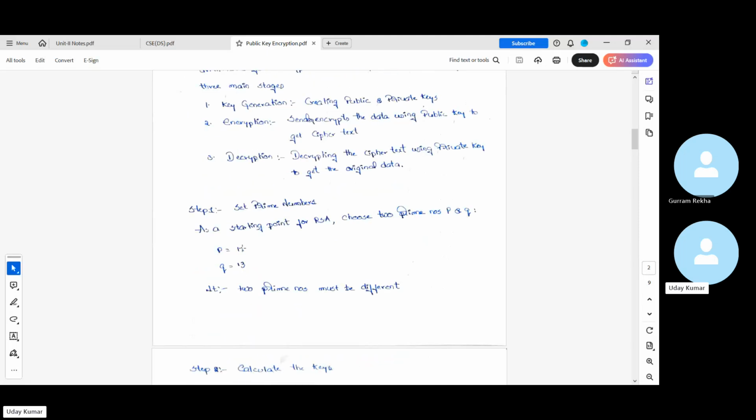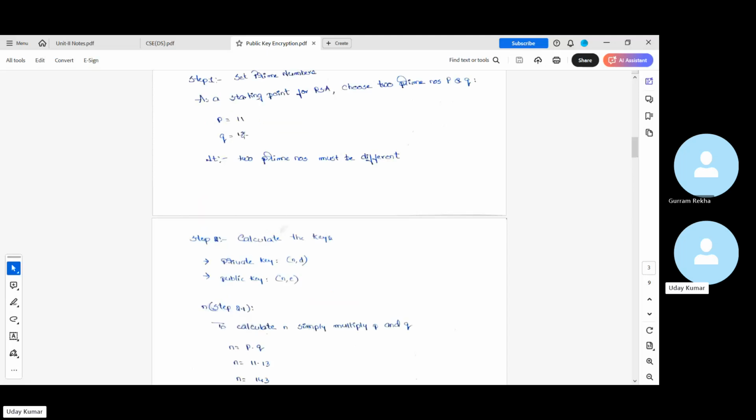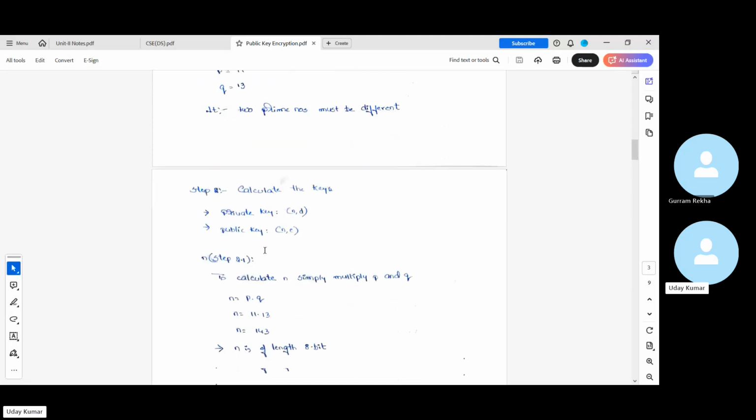So, without a diagram. Step one, set prime numbers. As the starting point of RSA, choose two prime numbers P and Q. P is 11, Q is 13. The two prime numbers P and Q must be different. And calculate the keys. The private key is n comma d and the public key is n comma e. Now your job is to identify what n, d, and e are based on the prime numbers that you have selected, 11 and 13.